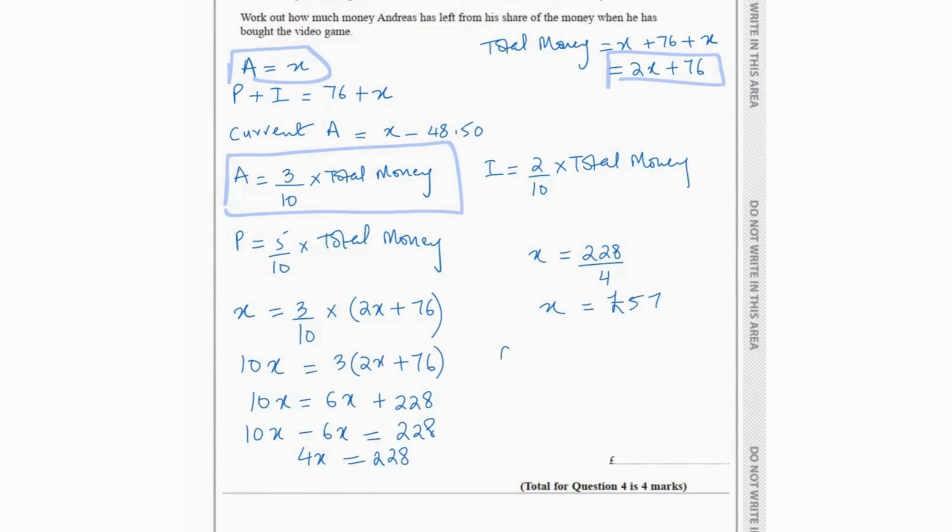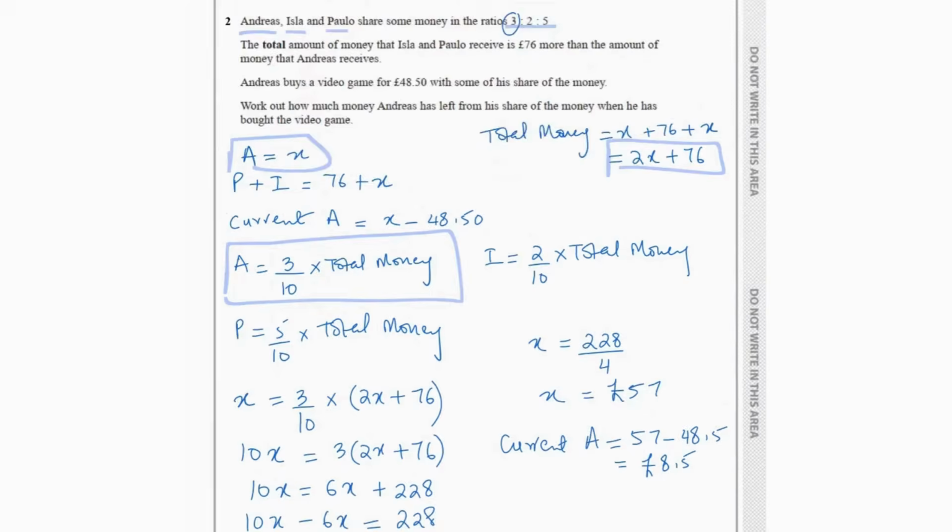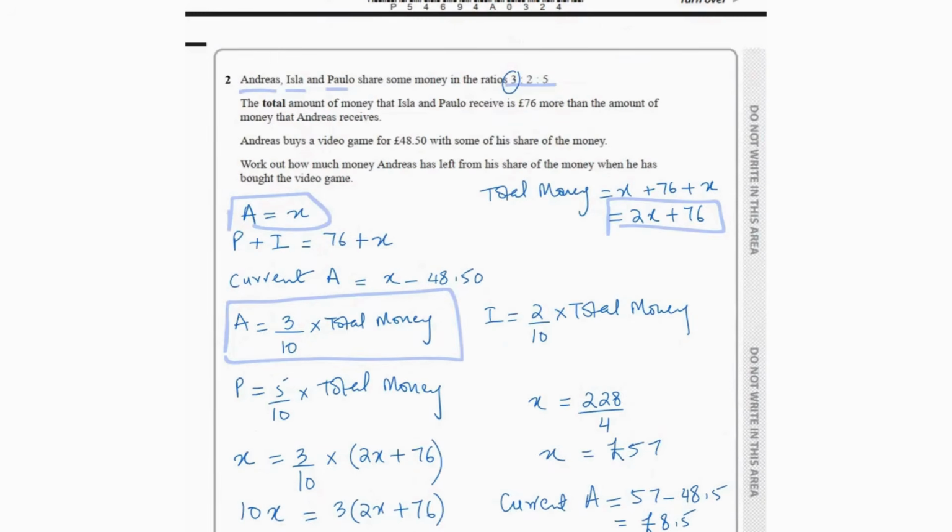Now, Andreas' current share is going to be 57 minus 48.5. That gives us 8.5 pounds. That is the answer. So very simple. Just remember, use the ratio to create your fractions, then create your equations and solve it step by step. And remember, in word problems, every statement is giving you a step. So if you just translate your statement into an equation, your question will be very easy.